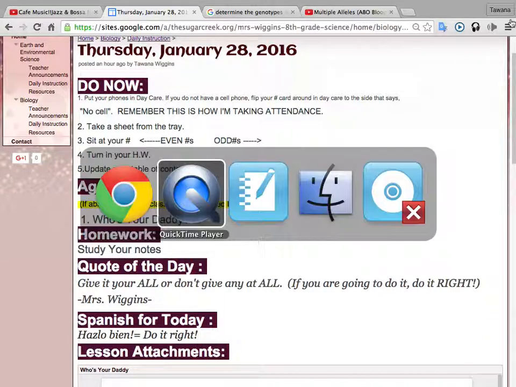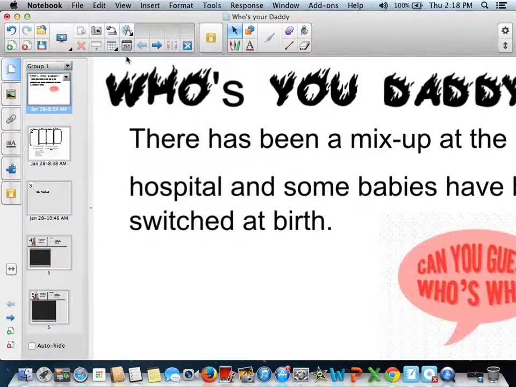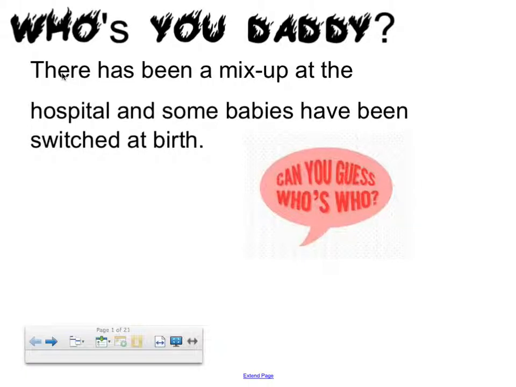So here at Can't Get Right Hospital, there has been a mix-up at the hospital and some babies have been switched at birth. So it's not an instance where the mother can't figure out who her baby daddy is. It's more our fault at the hospital. Parents had the baby, we took them to the nursery, and we kind of made a mistake. So it is your job as a geneticist to figure out who that baby daddy is and who will be the baby mama.